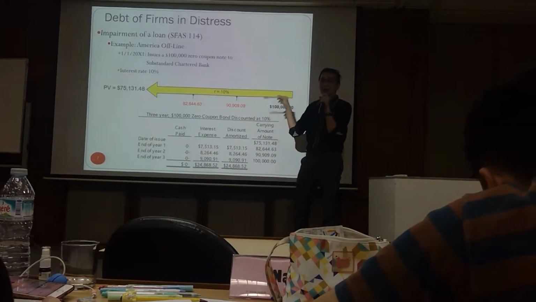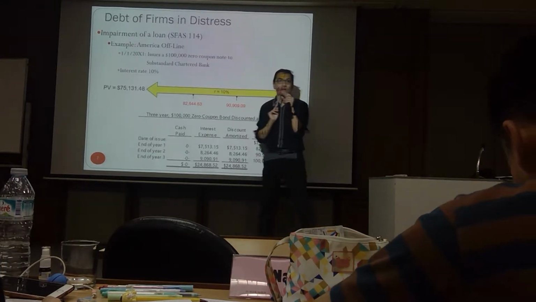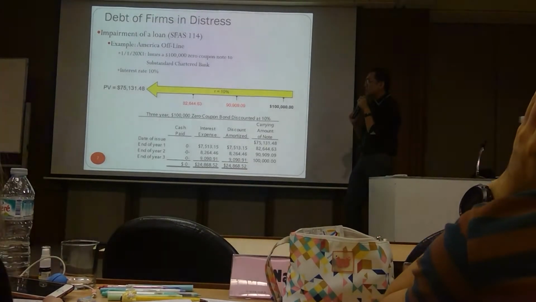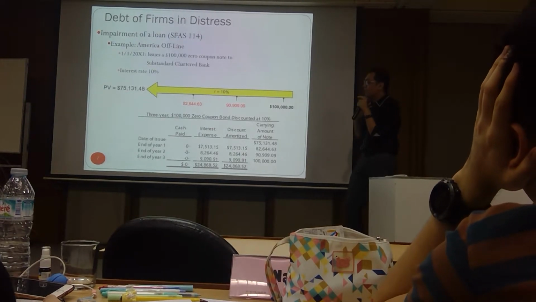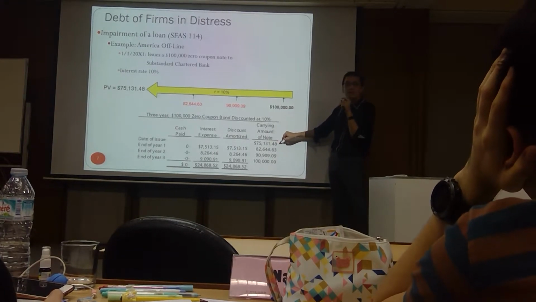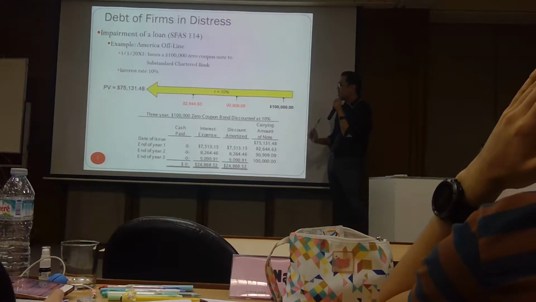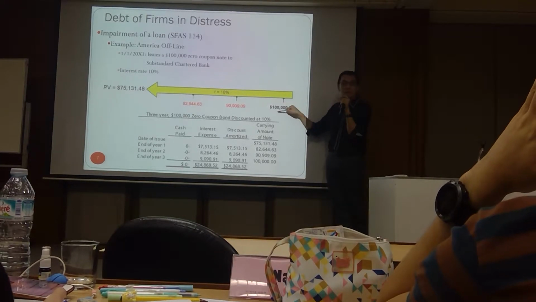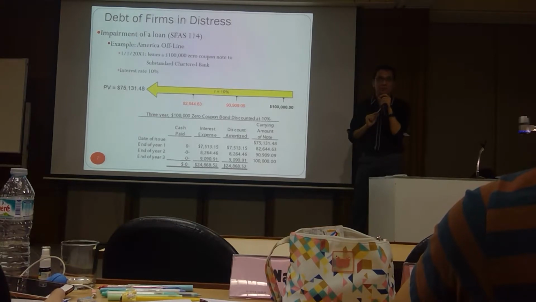Use the present value, discount it back. This is the present value of 100. Got it? 100,000, including interest. So when you do amortization of this zero coupon bond, this is the carrying value on the day you issue. Basically, you debit cash at this amount, credit notes payable at this amount. The difference goes to discount on notes payable.